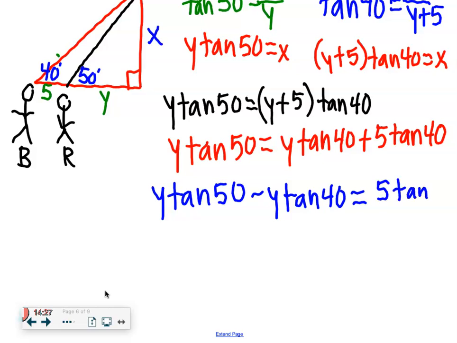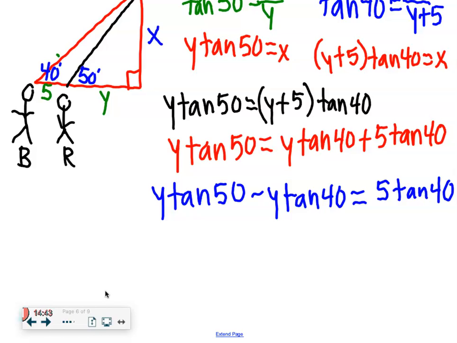You want your y's on the same side. You just can't take it away. No, it has to stay. So you just have to do that. Is this gonna be on the test? Maybe. It might be.